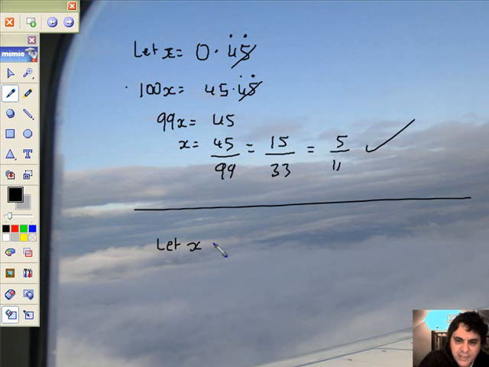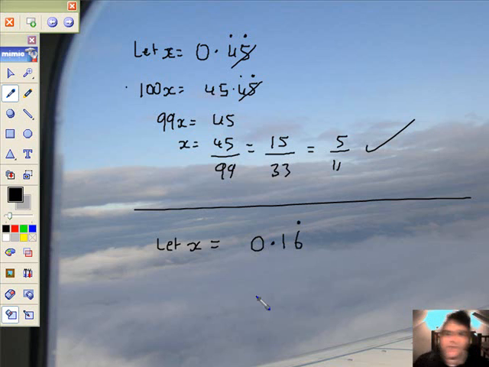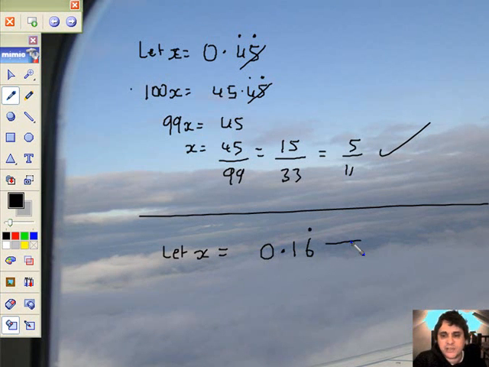Try this. Let x equal 0.16 recurring. Now look, this is a dodgy one. There isn't an example of this in the book at all, but I'm going to do it. That means 0.1666666666. Okay, so you don't go 161616. You go 0.166666. Loads of sixes.